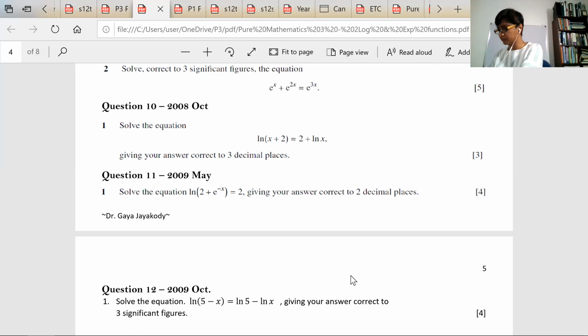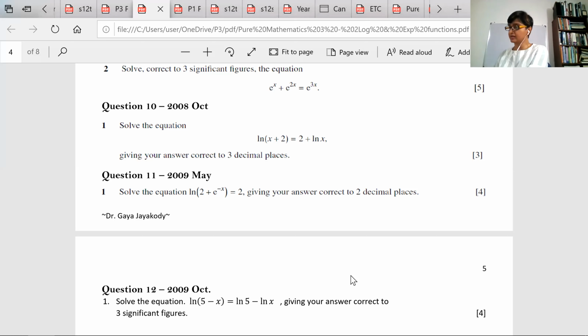Let me first copy the question into the writing pad. This is number 11. 12 is right, Happy? Okay. Good. Number 11. You have ln of 2 plus e to the power of minus x equals 2.